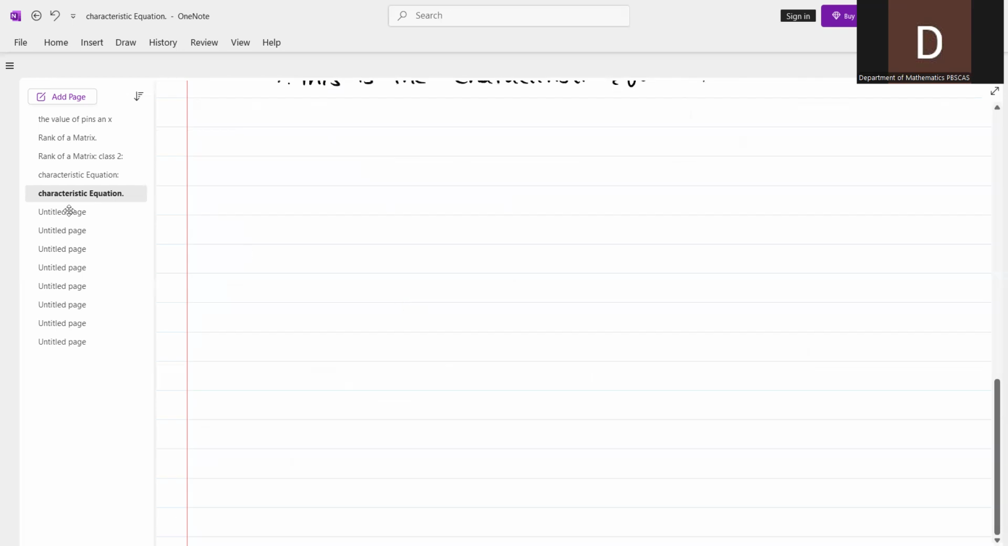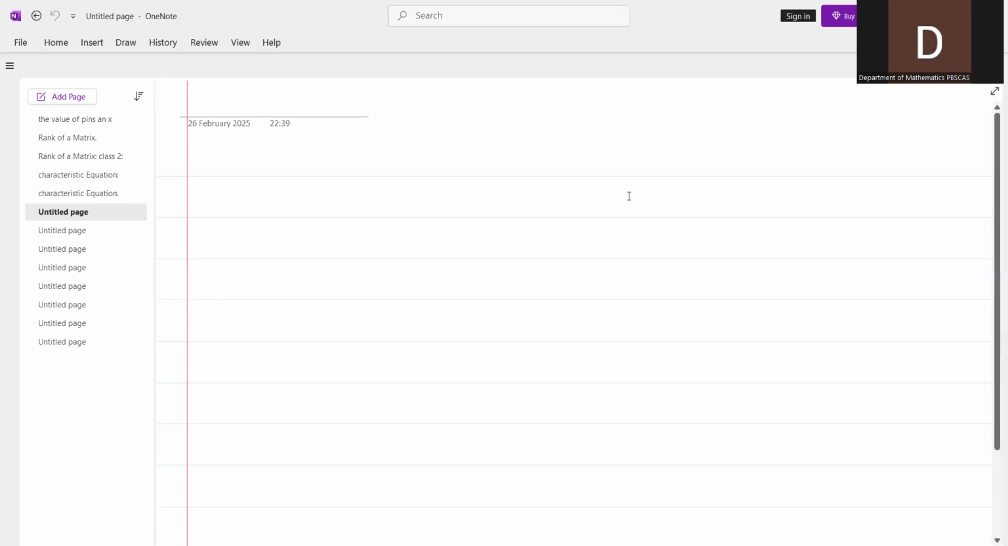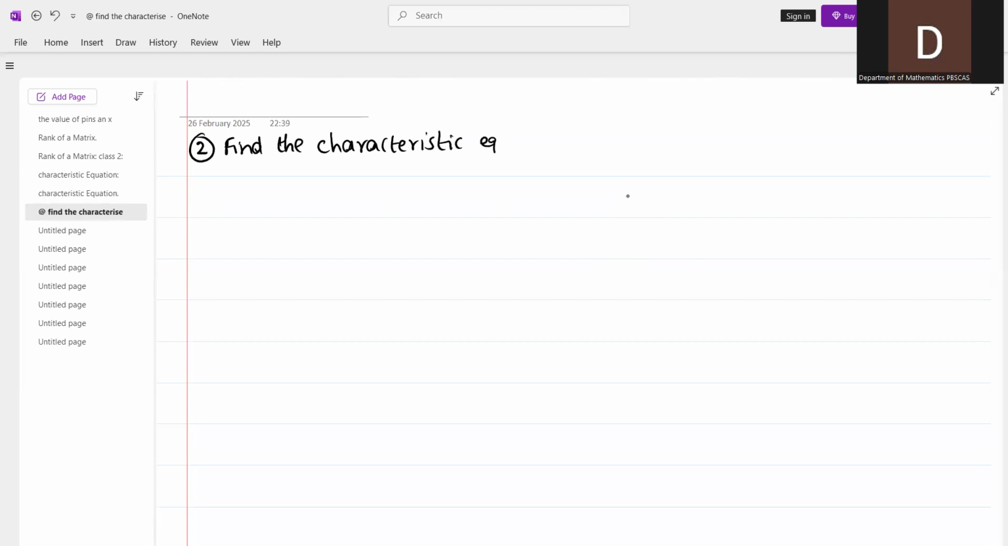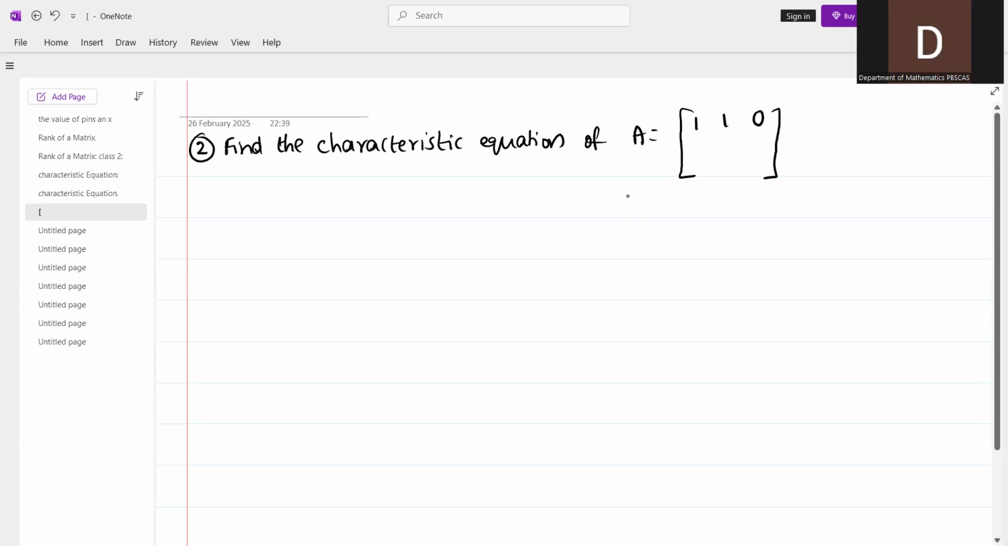And one more problem. Problem number 2. Find the characteristic equation of capital A is equal to 1 1 0, 0 1 1, 1 0 0 1.